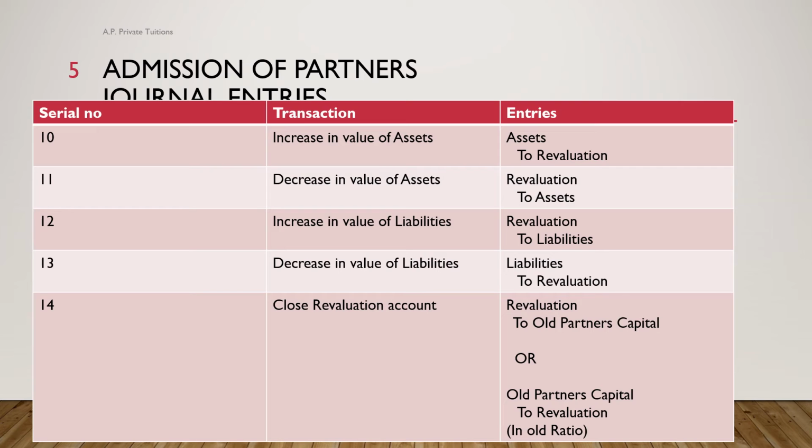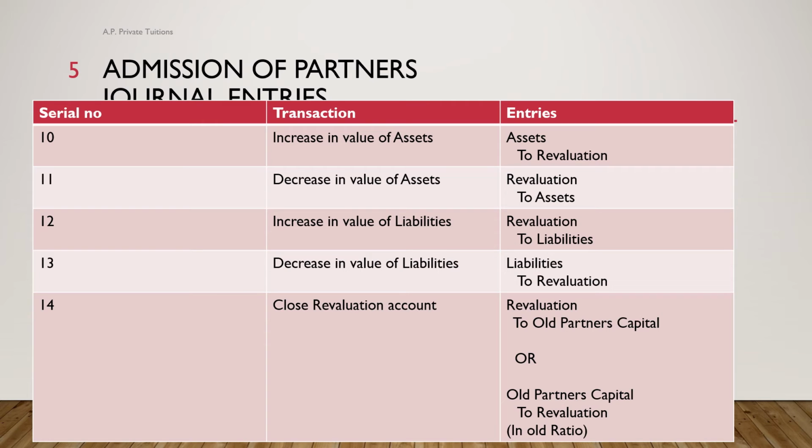See the 10th transaction. Increase in value of assets: assets to revaluation, because it is profit, therefore revaluation credit. Decrease in value of asset, there is loss, so revaluation debit to assets. Increase in value of liabilities, it is loss for you, so revaluation account debit to liabilities. Decrease in liabilities, it is profit for you, so liabilities account debit to revaluation. And then at the end, we'll close the revaluation account and that balance is going to go to the old partners capital. Revaluation account debit to old partners capital, or reverse, old partners capital to revaluation account.